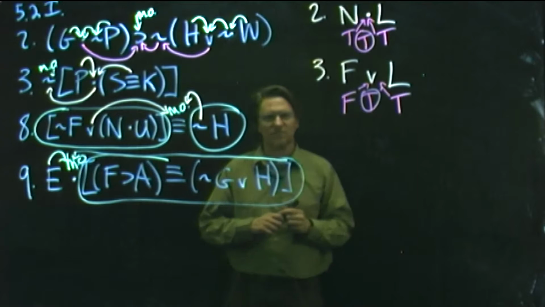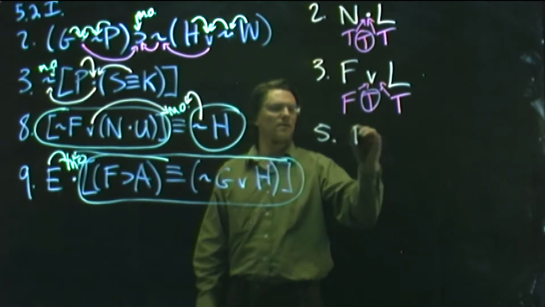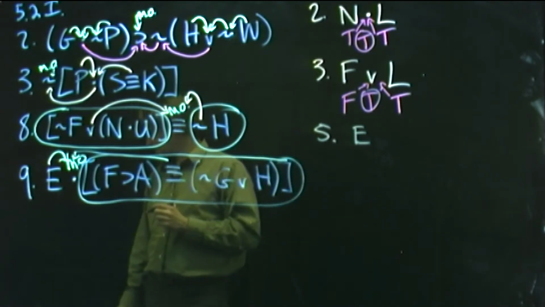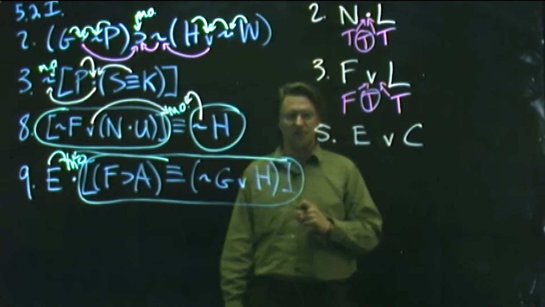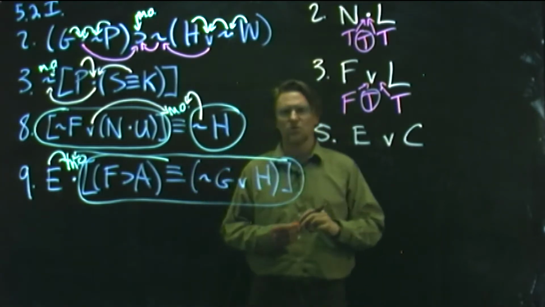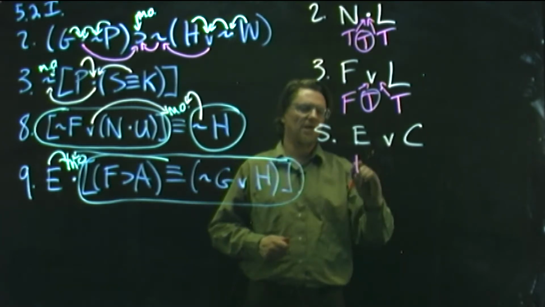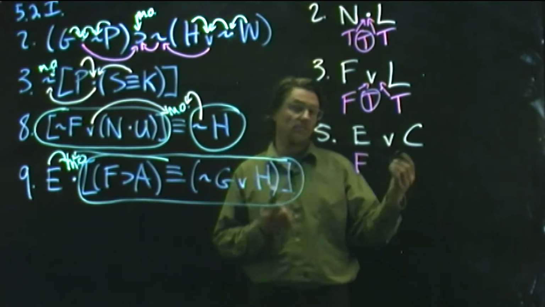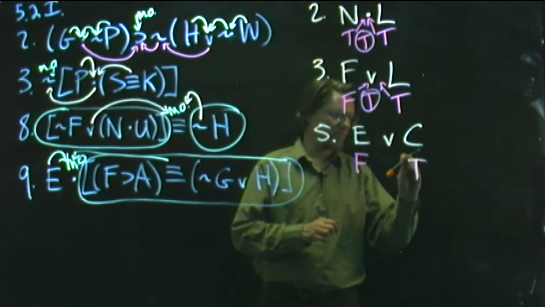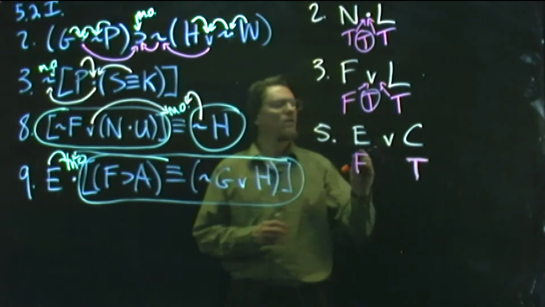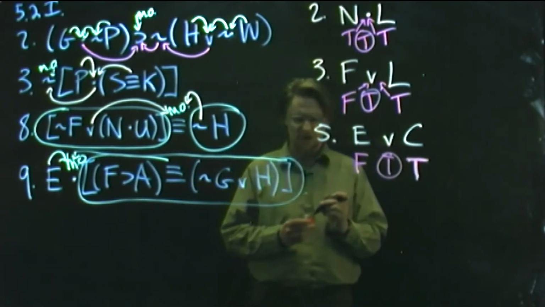Number 5. We're going to skip the starred problem, so we'll go to number 5. Edison invented the telephone, or Custer was killed by the Indians, it says. So, did Edison invent the telephone? He did not. Was Custer killed by American Indians? He was. False, wedge, true, just like we saw, is true again.